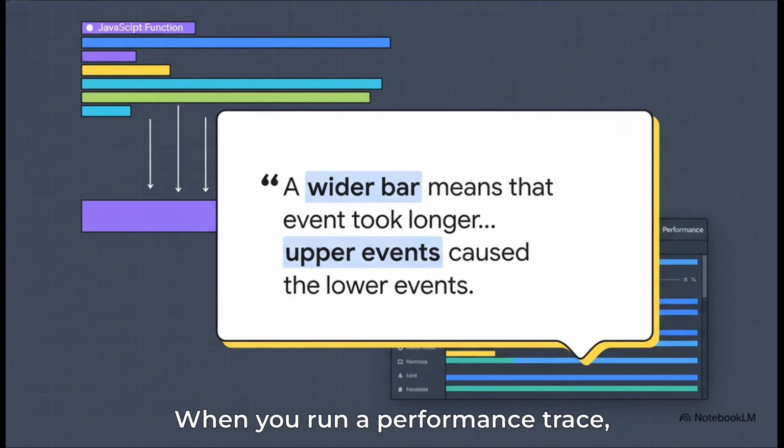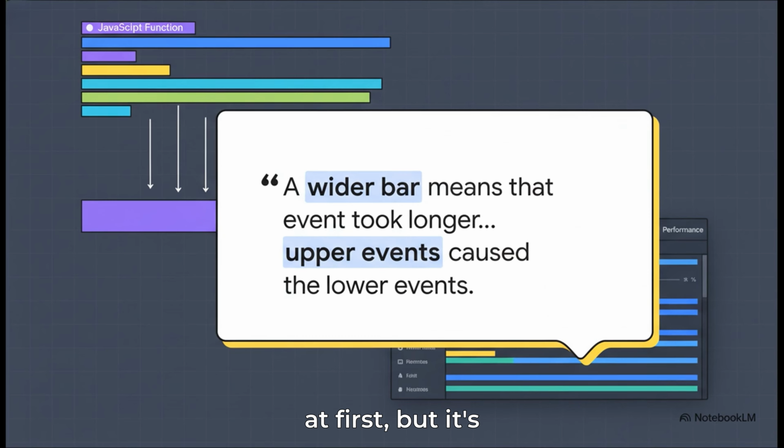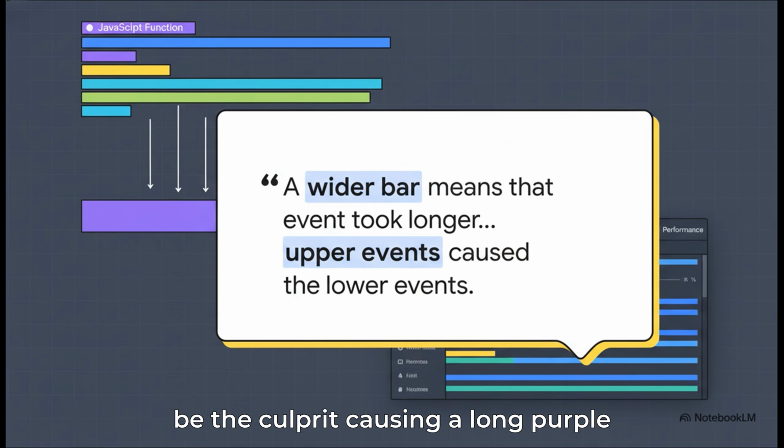When you run a performance trace, you get this thing called a flame chart. It might look a little intimidating at first, but it's actually pretty simple. All you have to do is look for wide bars. Those are the tasks that took a long time. And see how they're stacked? That shows you cause and effect. A JavaScript function up top might be the culprit causing a long purple layout event down below.